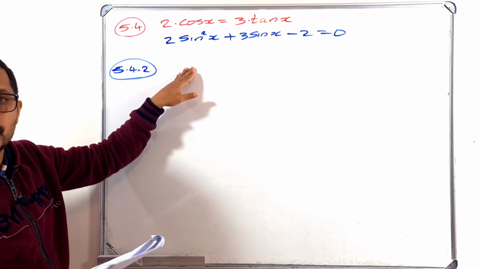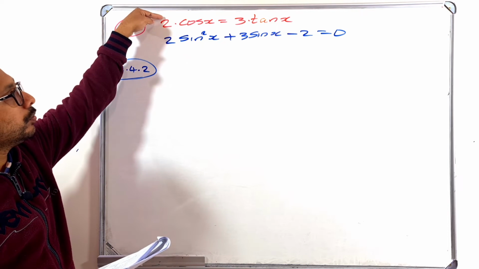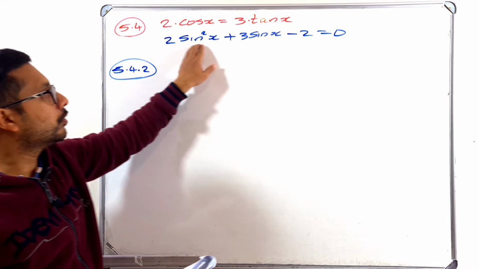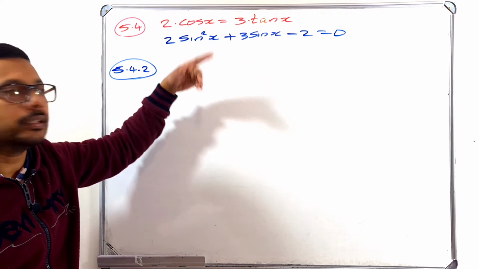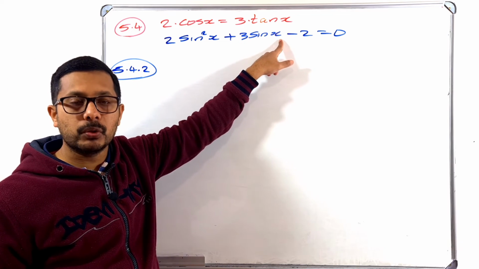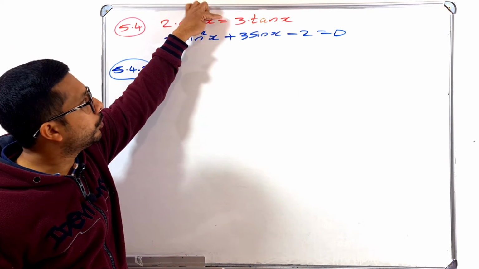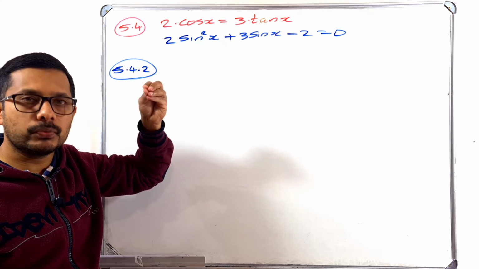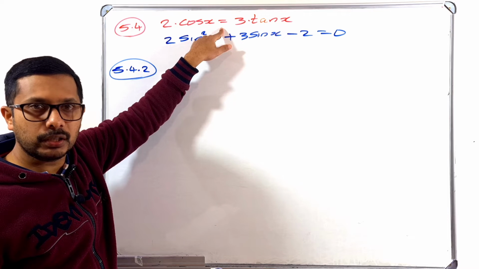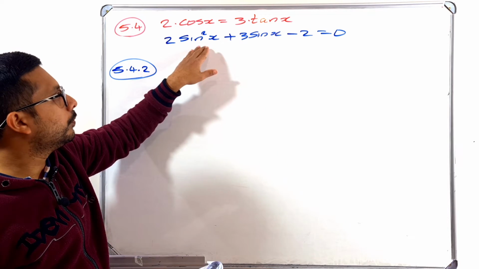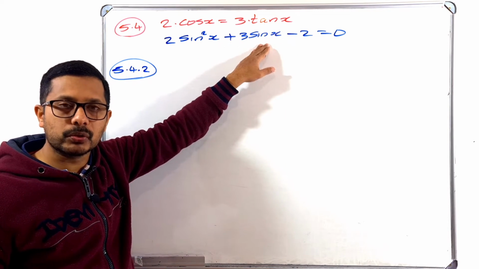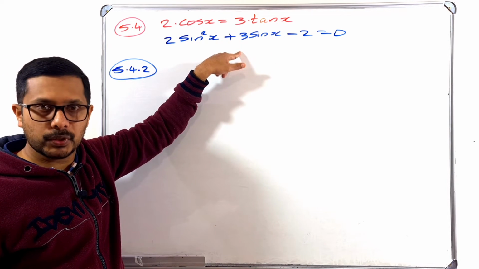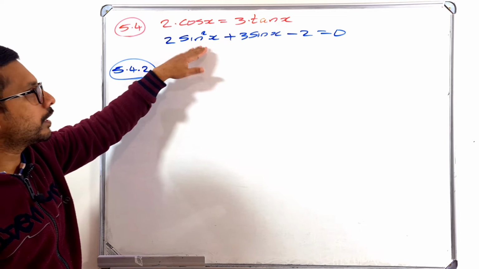Okay. Now here 5.4.2 is the general solution of 2 cos x is equal to 3 tan x. So it is enough to find the general solution of this equation, because we already proved that this equation and this equation are the same. Okay. So even though the question is to find the general solution of this first one, it is enough for us to find the general solution of the second one, because in the previous question we already proved these two equations are the same. Okay, so now I'm trying to find the general solution of this one.